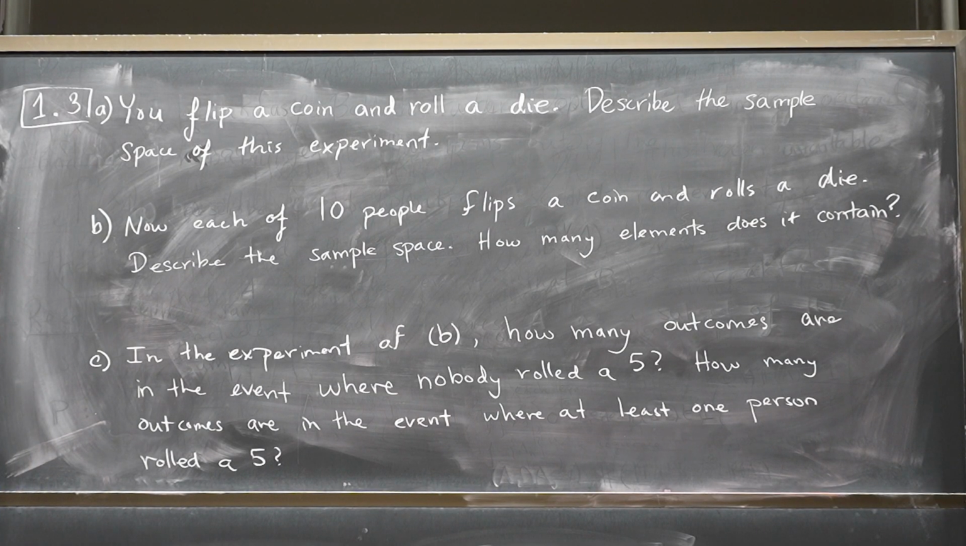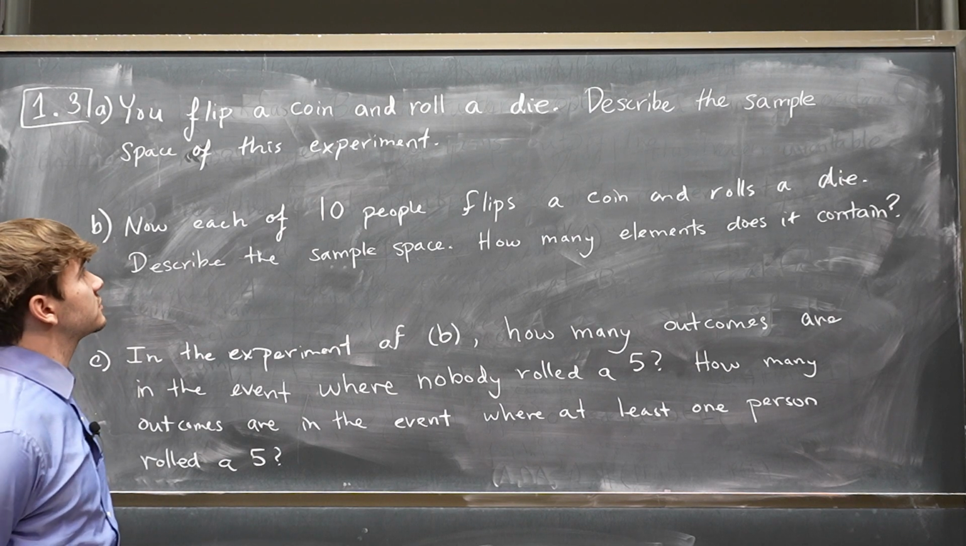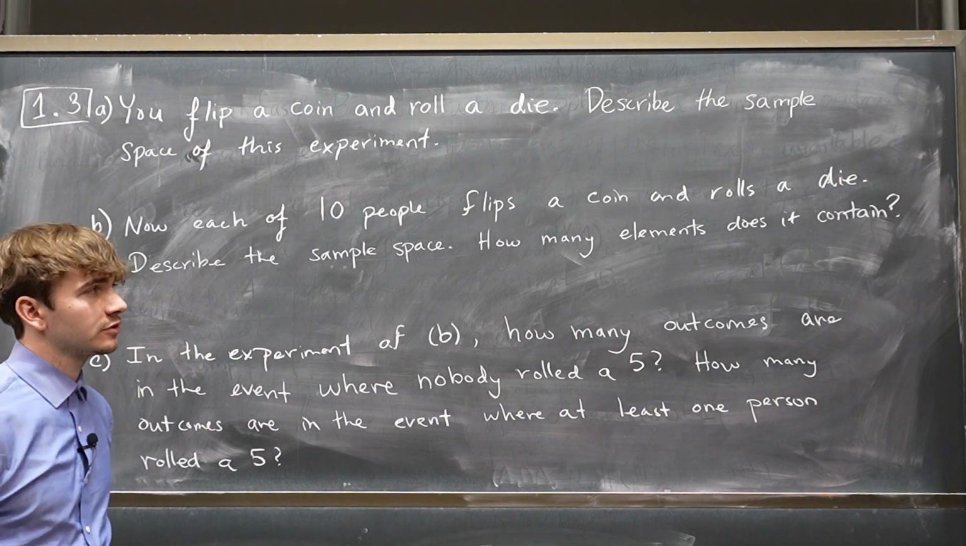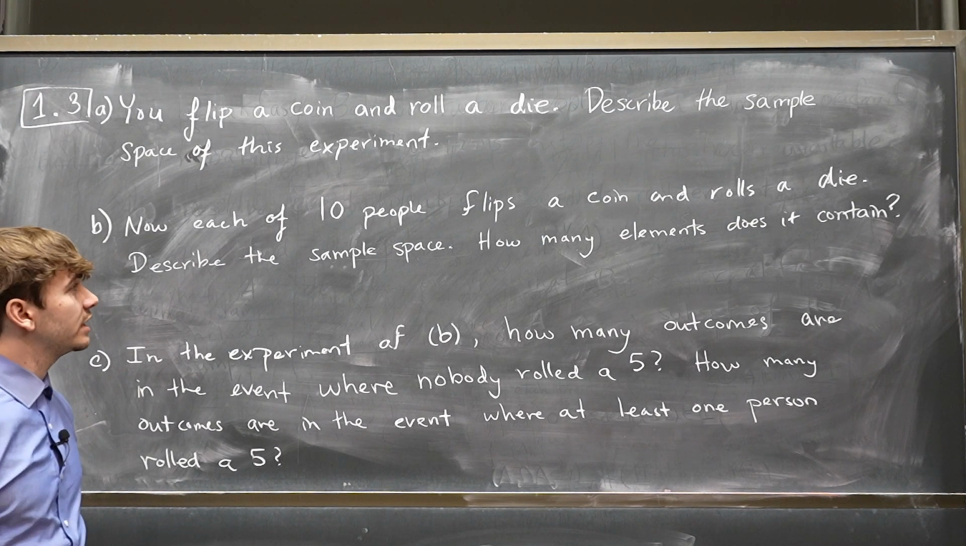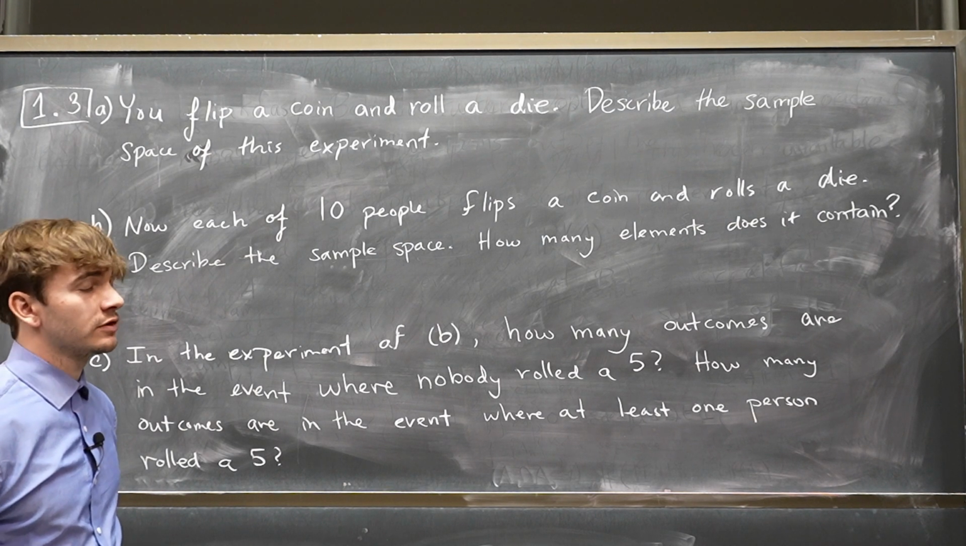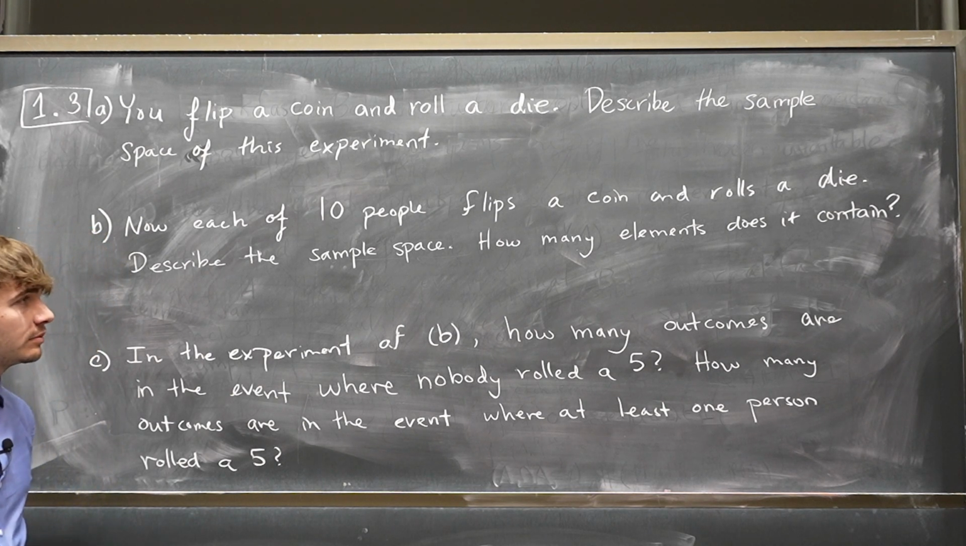Today we're going to solve this problem. You flip a coin and roll a die. Describe the sample space of this experiment. Part B says, now each of 10 people flips a coin and rolls a die. Describe the sample space. How many elements does it contain?